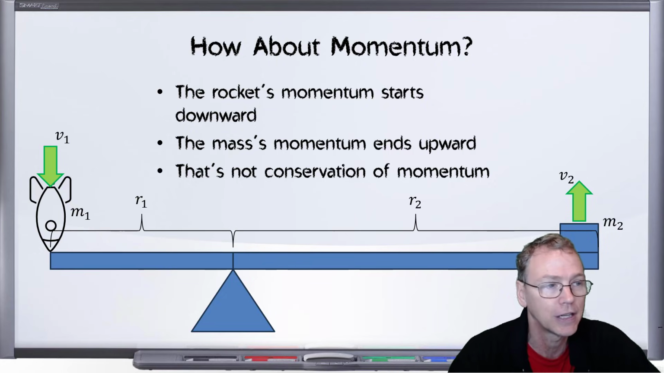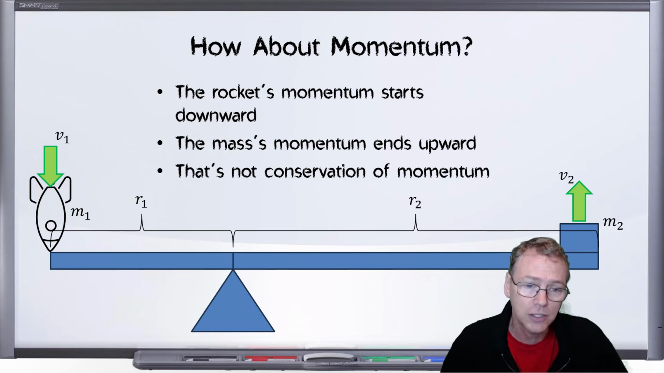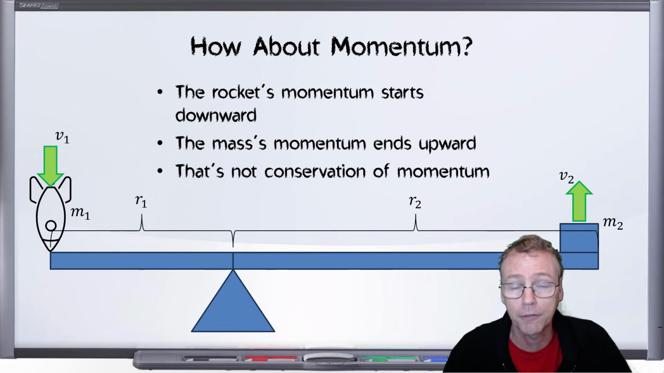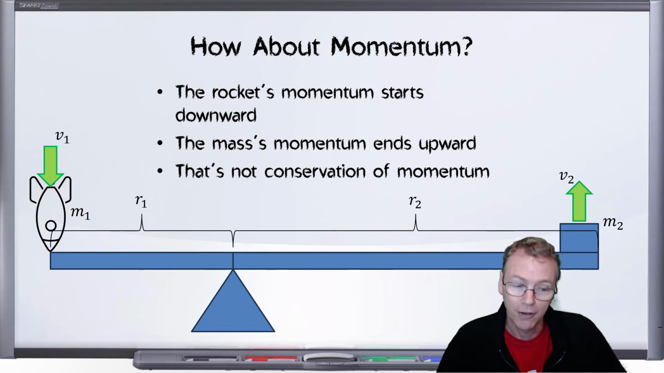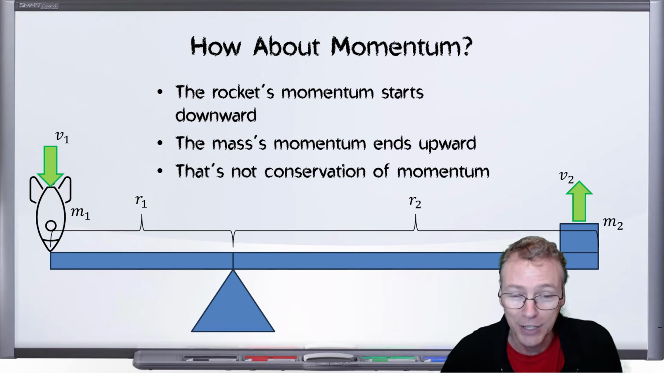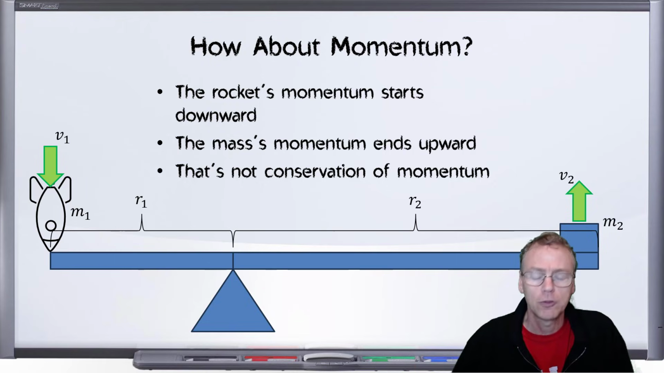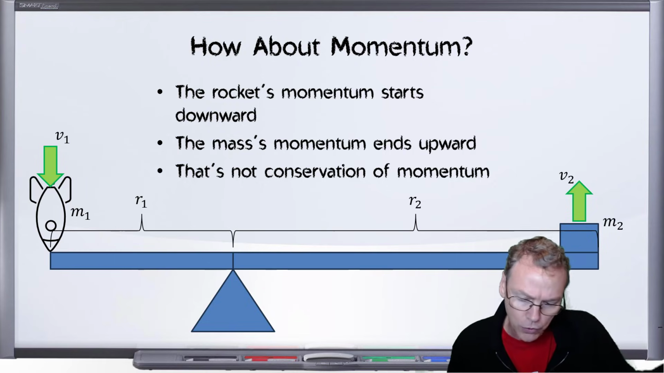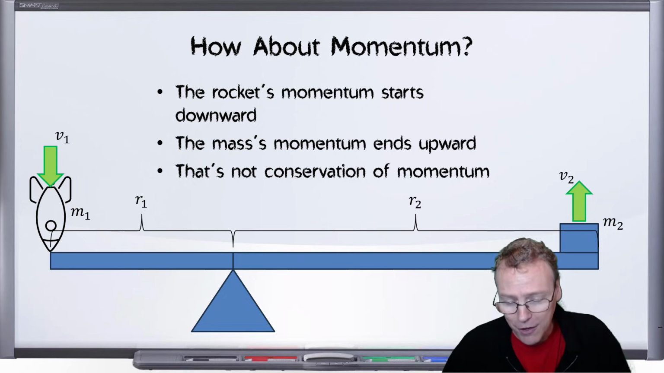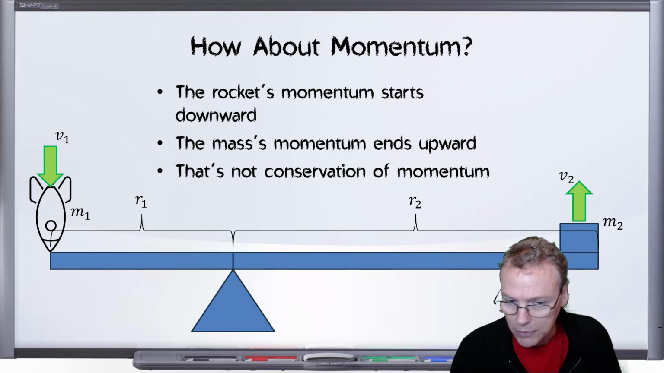I'm insisting that velocity has a direction here in my momentum discussion, whereas in my kinetic energy discussion, I was perfectly willing to simply refer to velocity as only the speed with no direction. The explanation for that is that momentum is a vector quantity. Momentum has direction, whereas with energy, there is no direction. Kinetic energy does not have direction. It is not a vector quantity. It's what we call a scalar quantity.